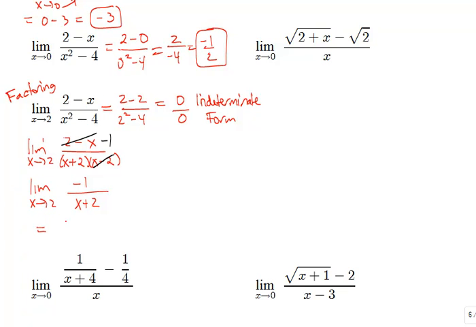So if we plug in 2, in the bottom we get 2 plus 2, and this gives me -1/4. So my final limit here is -1/4.